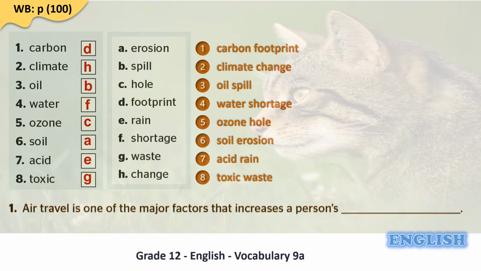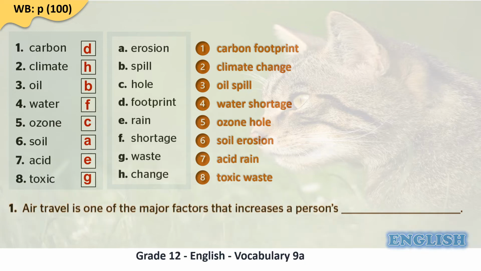And now we are supposed to complete the sentences at the bottom with one of the environmental issues mentioned above. So let's start. Sentence number 1 says, air travel is one of the major factors that increases a person's what? Of course, when you travel by plane, you are consuming oil, which is giving us carbon. So this is increasing the person's, yes, carbon footprint.